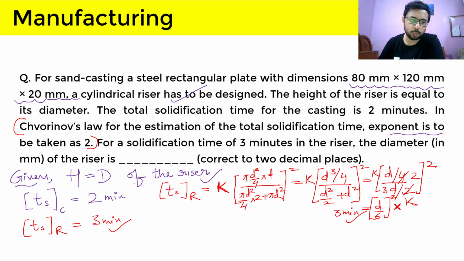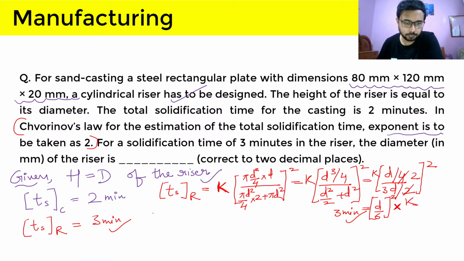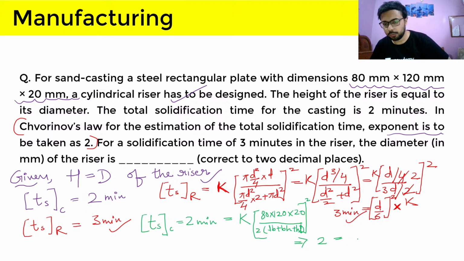So to calculate K, we have to go to the casting solidification time, so let's just go there. So TS for the casting is given as 2 minutes, and that 2 minutes is K times (V by A) square. So volume of that casting will be simply 80 cross 120 cross 20, and the total surface area will be 2 times (LB plus BH plus HL). So let me just calculate it, and 2 will be equal to K.